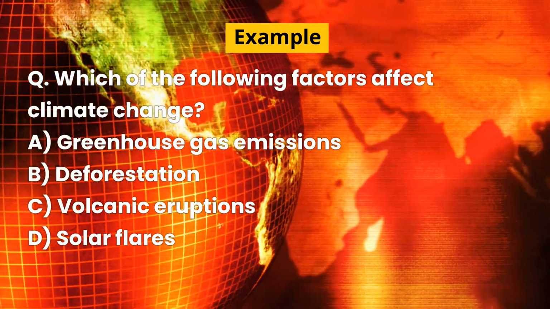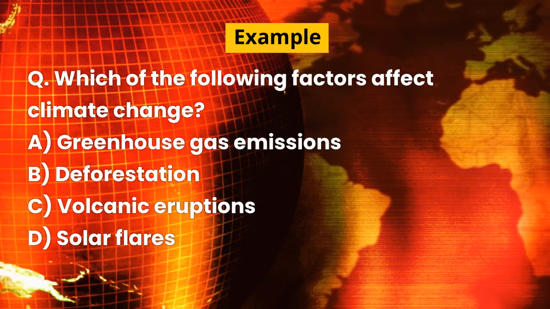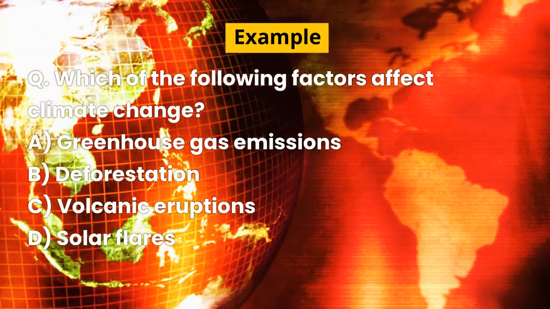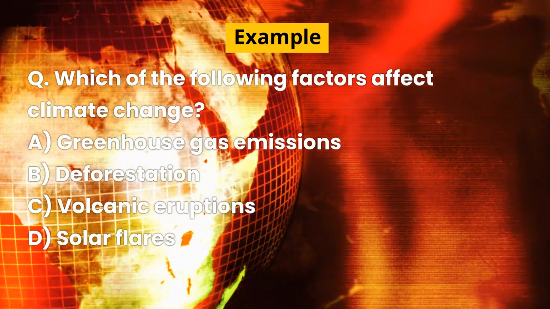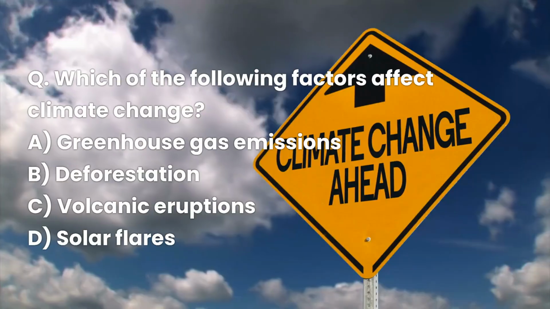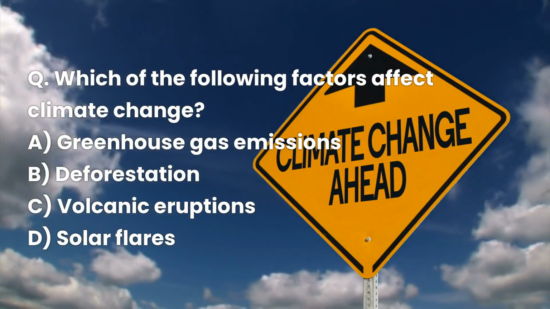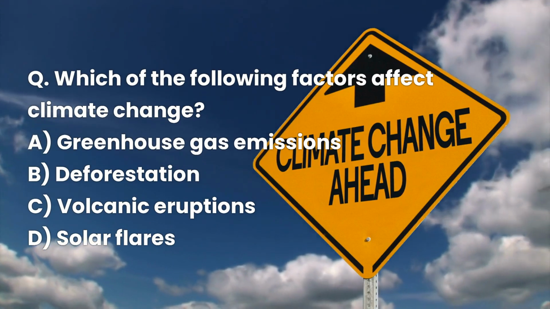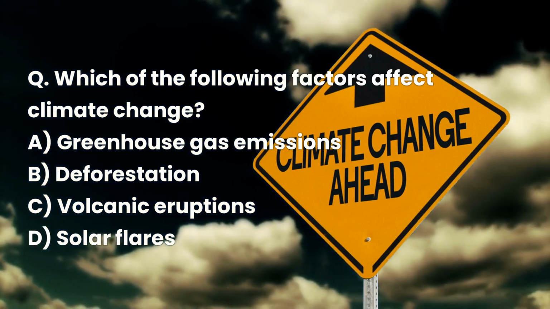Example: in a question about factors affecting climate change, with the options A. Greenhouse gas emissions, B. Deforestation, C. Volcanic eruptions, D. Solar flares. Recognize that options A and B are directly related to climate change, while options C and D are not, leading you to select A and B as the correct answers.